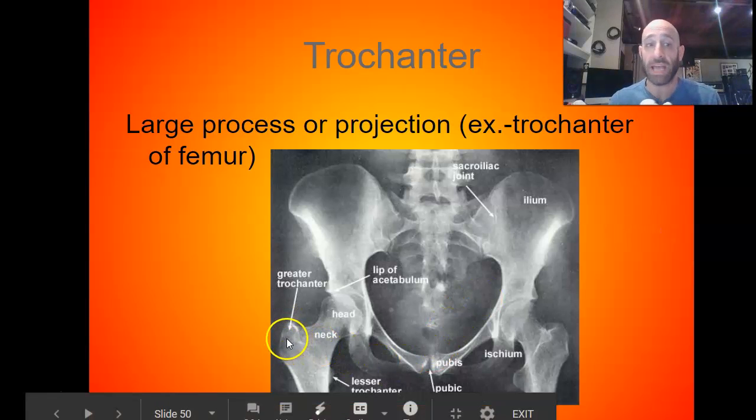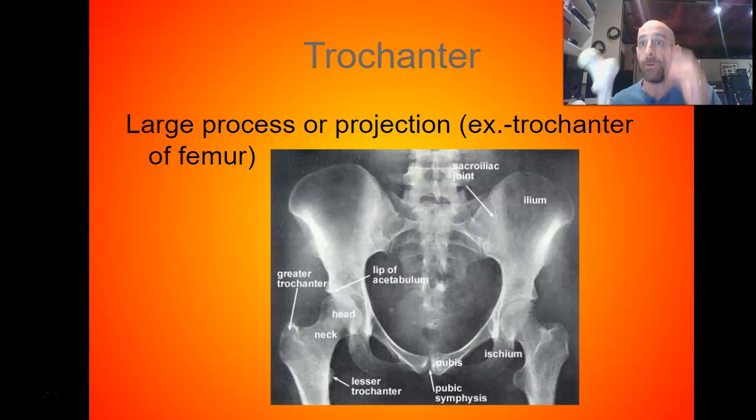And that is there for muscle attachment. It's large. The bigger the process, the bigger the muscle attaches to it, which makes sense, right? If you have a large muscle, it needs to grab onto something to be able to pull. So this is called a trochanter, and that is where your larger leg muscles are going to attach to let you move your legs up and down.